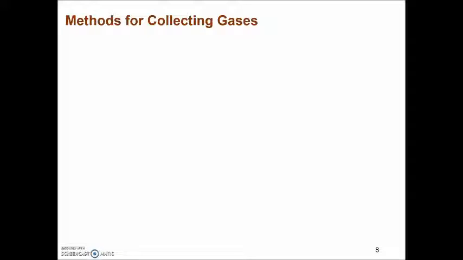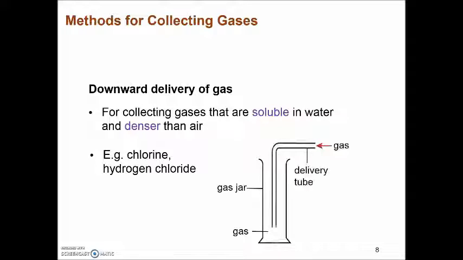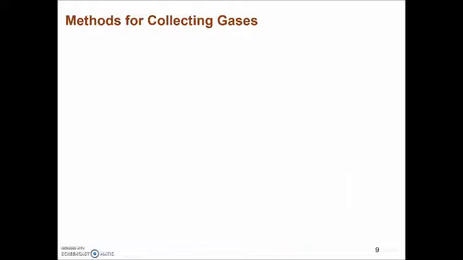The next method is used for collecting gases that are soluble. Hence, you can't use the same method as the first one. And it's specifically used to collect gases that are denser than air, for example, chlorine or hydrogen chloride, HCl. So you bubble the gas downwards into a gas jar. As the gas is denser than air, it will remain in the gas jar.